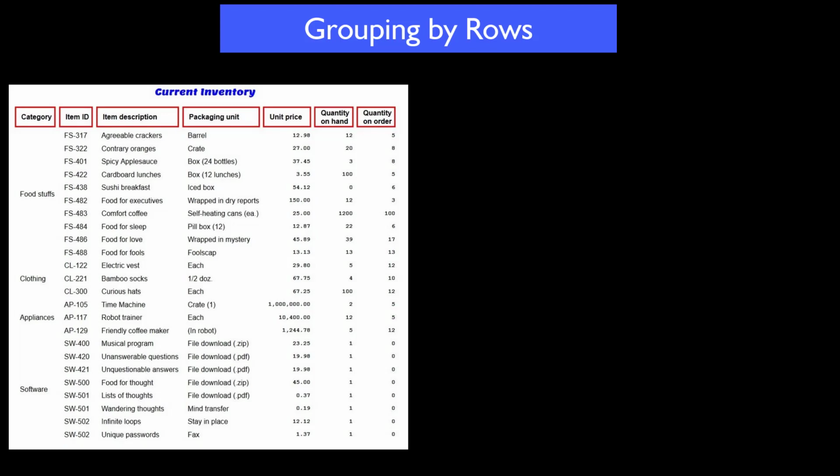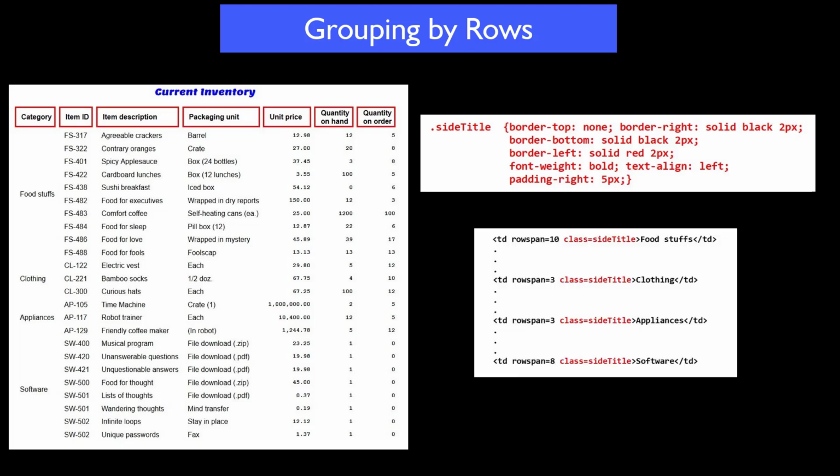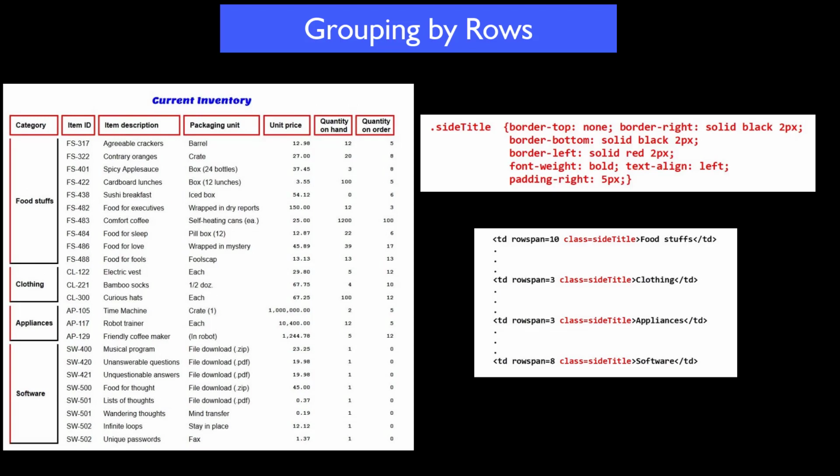What we need to do is add some style. So I created this entry in my style element: side-title, border-top none, border-right solid black 2 pixels, border-bottom solid black 2 pixels, border-left solid red 2 pixels, font-weight bold, text-align left, padding-right 5 pixels. And as usual, I created this doing some trial and error. And then I added class equals side-title in each of the new TD elements' start tags, like this. And now the result looks like this, which I think has a very clear presentation.